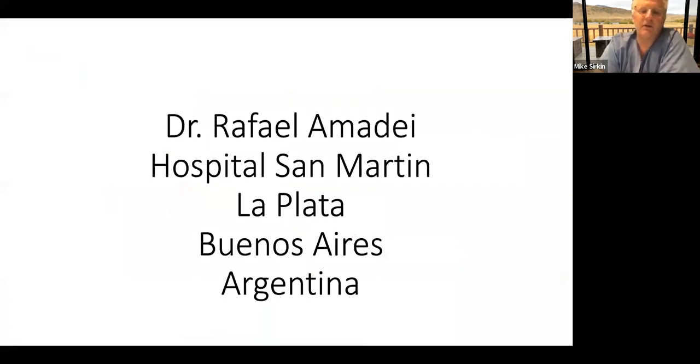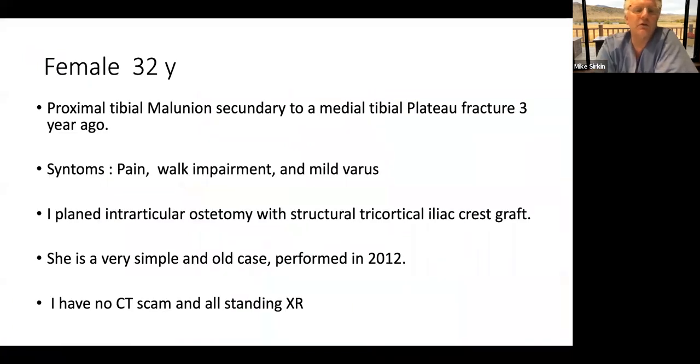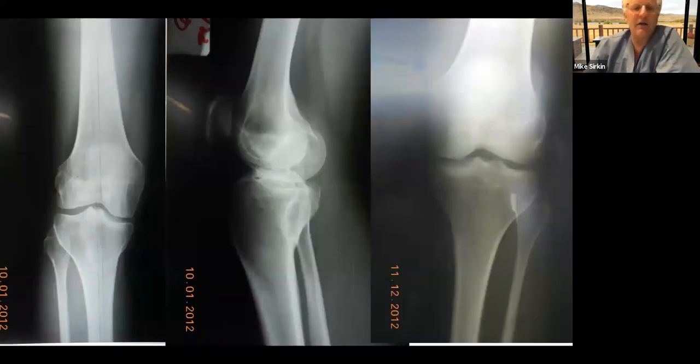So the first case was sent in to us from Buenos Aires in Argentina. This is a 32-year-old patient that has a proximal tibial malunion secondary to a medial tibial plateau fracture about 3 years ago. The patient presents with complaints of pain, problems walking, and some varus deformity of their lower extremity. The plan was to do an intra-articular osteotomy with a structural tricortical iliac crest. It's an old case and it was performed in 2012. And they admit that there's no CAT scan or standing x-ray.